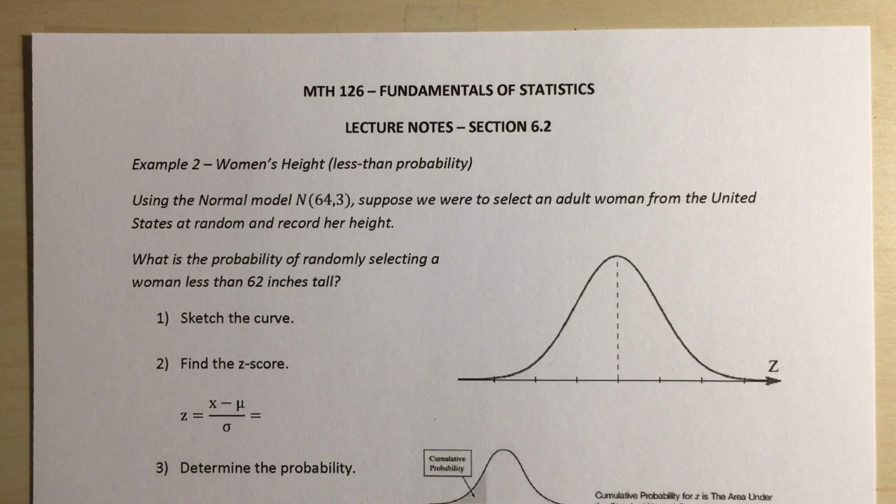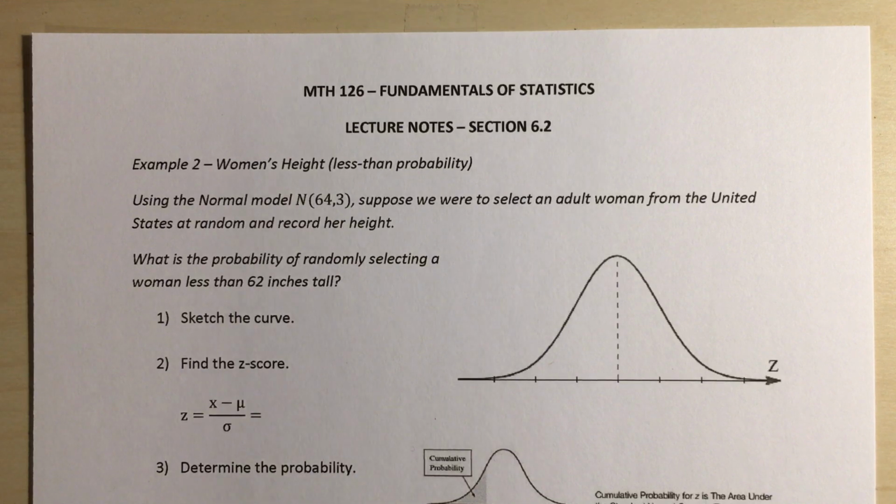Right, so in example 2, we are going to find our first type of normal probabilities. These are going to be cases where we are referring to them as less than probabilities. So we are looking for a probability of something being less than a specific value. Using the normal model N(64, 3), suppose we were to select an adult woman from the United States at random and record her height. What is the probability of randomly selecting a woman less than 62 inches tall?